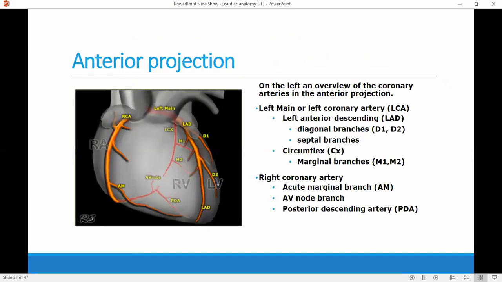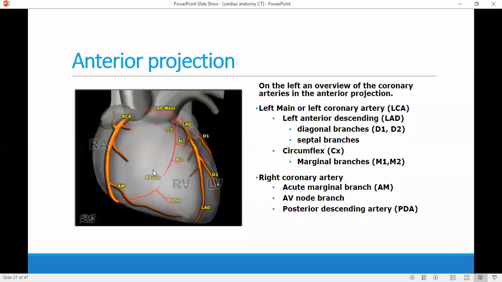In this anterior projection, an overview of the coronary arteries. In the anterior, the left main or left coronary artery is divided into left anterior descending with its diagonal branches, D1, D2, supplying the lateral wall, and septal branches which perforate the septum, also called perforating branches, and the circumflex with its marginal branches.